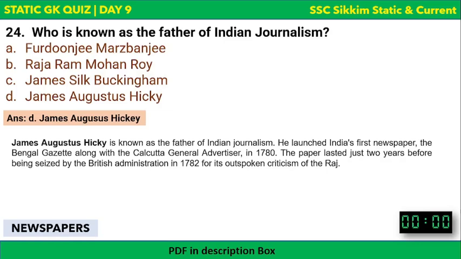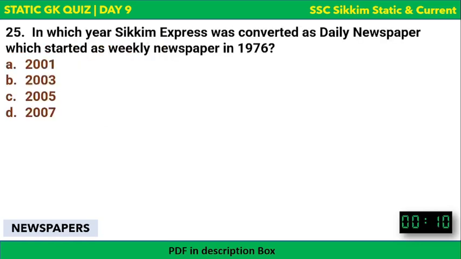Let's go to the next question and the last question of this session. In which year was the Sikkim Express converted into a daily newspaper, which started as a weekly newspaper in 1976? So Sikkim Express was started as a weekly newspaper in 1976, but in one of the following years it was converted into a daily newspaper. Like we get Sikkim Express daily these days, right? So since when did the Sikkim Express start to publish daily?